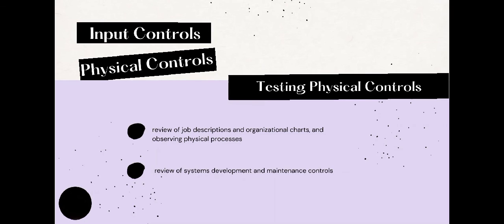So how do you test for physical controls? The auditor's review of job descriptions and organizational charts and observing physical processes can disclose incompatible tasks. Review of systems development and maintenance controls, and reviewing organizational structure, helps in verifying the integrity of the computer programs that perform revenue cycle related tasks.